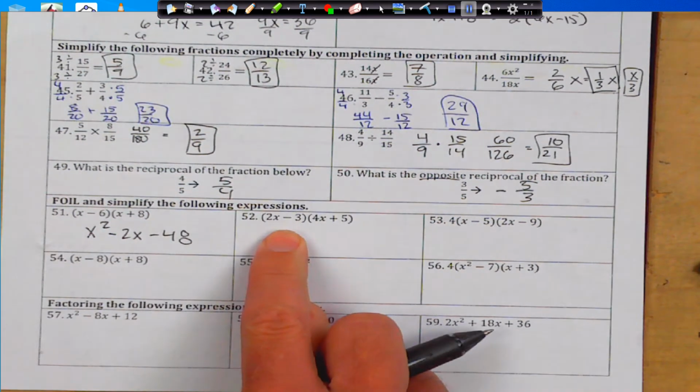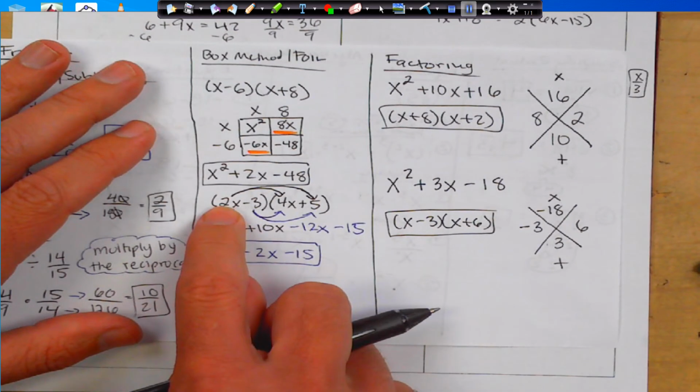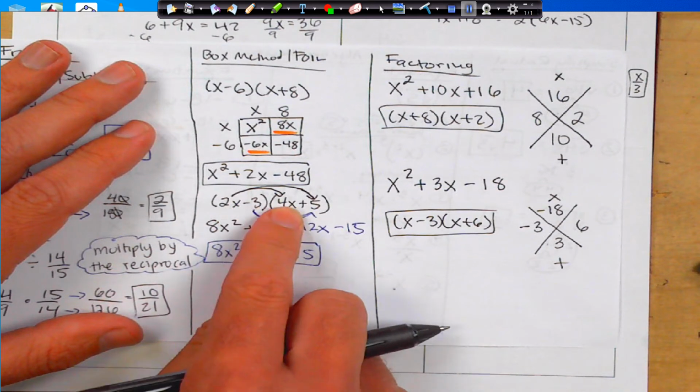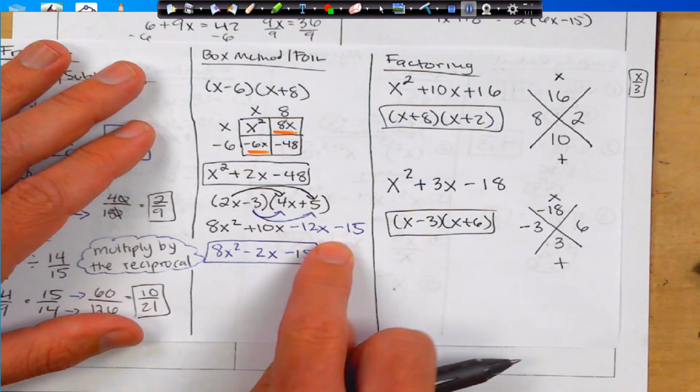And then this next one we can do, I'm going to show foiling. So for foiling, it's just taking the first term and multiplying it to the next two, and then taking the last term and multiplying it to the next two. So you should get something like this.